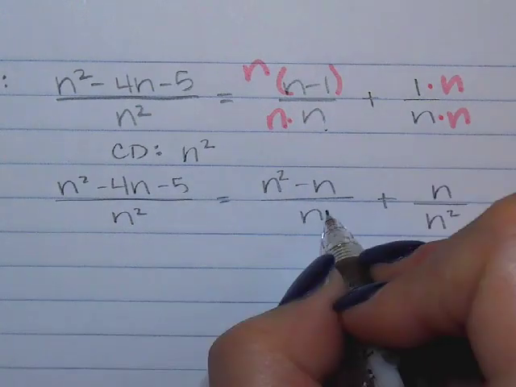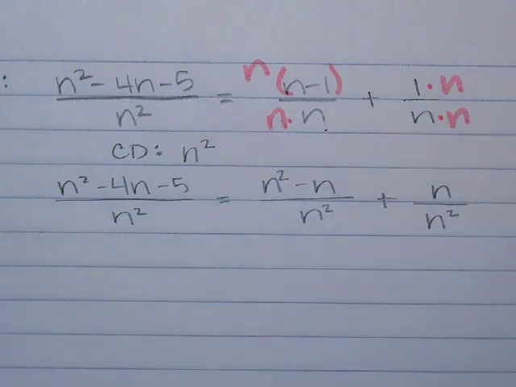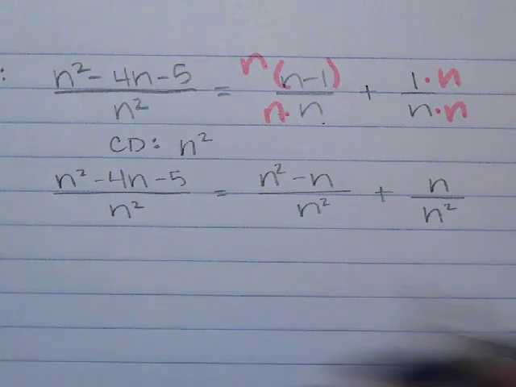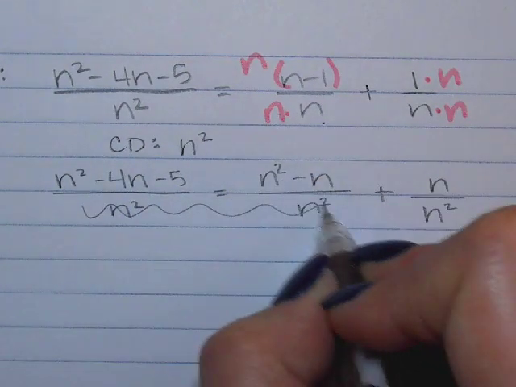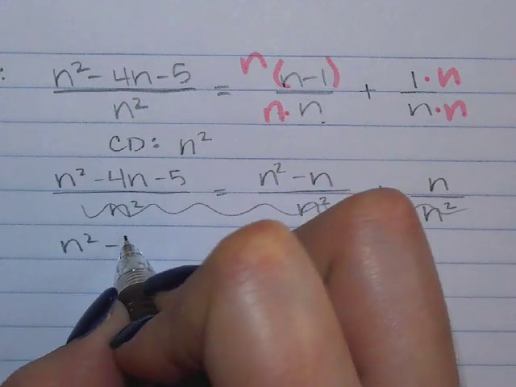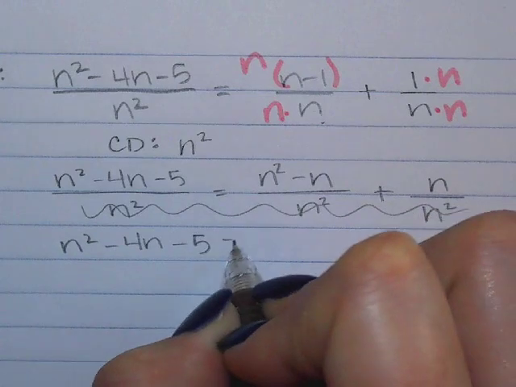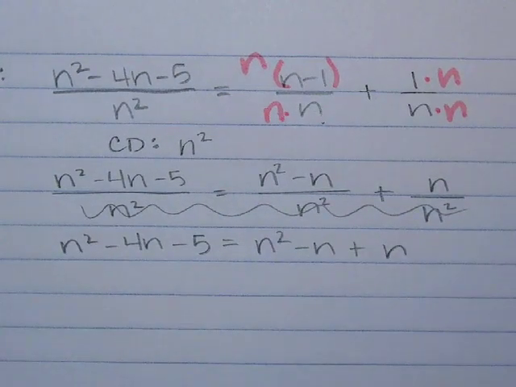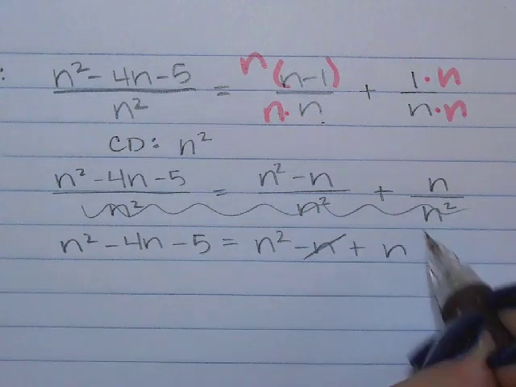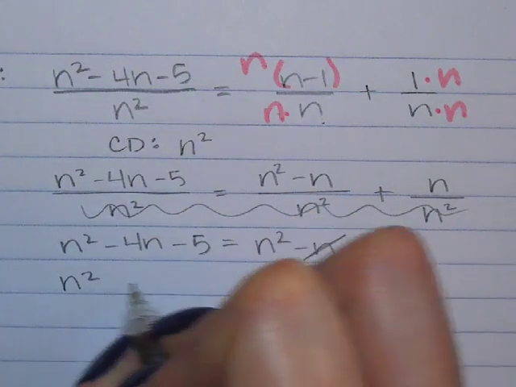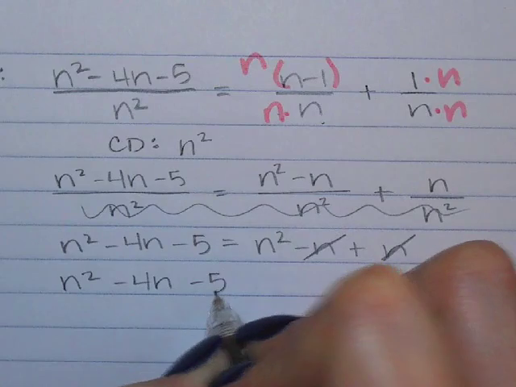Oh, I forgot to write n squared here. So n times n is n squared on the bottom. So what can I do now? Yeah. Cross out the bottom. And then I have an equation I can combine like terms on. So n squared minus 4n minus 5 equals n squared minus n plus n. Because these cancel each other out, right? And then we have n squared minus 4n minus 5.